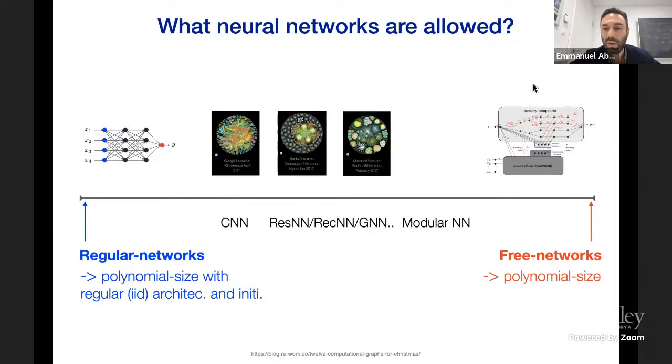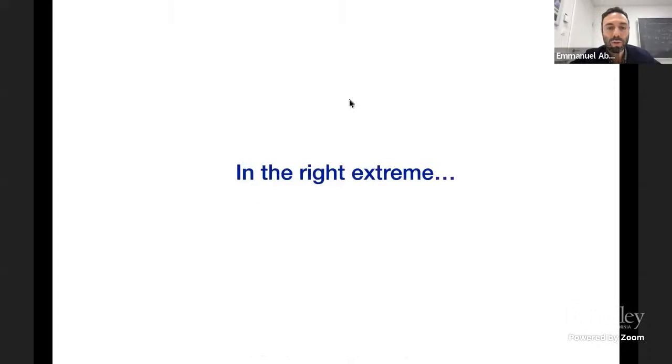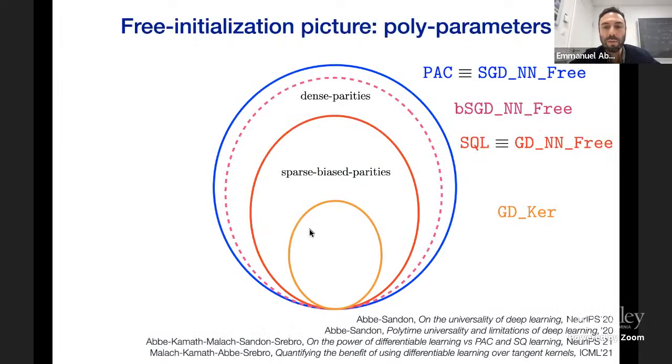In the past years, with a few collaborators, we looked at the right extreme. This is the summary of the picture in this right extreme. In the world where all the parameters that you care about scale polynomially, when you train free neural networks with SGD, it turns out that you can get everything that's efficiently PAC learnable, efficiently learnable from poly many samples. If you insist on using full population gradients with some polynomial noise, then you will saturate at SQ.